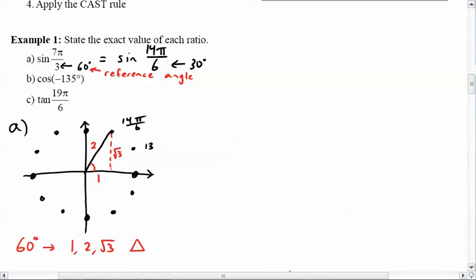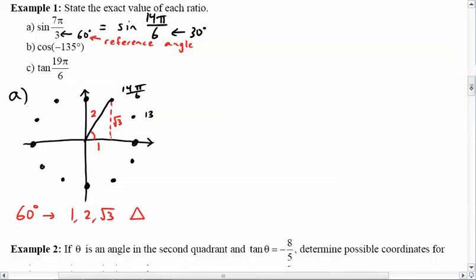So you just need to memorize that the 1, 2, root 3 triangle goes with 30 or 60 degrees. And now I just use my sine is equal to opposite over hypotenuse, which is root 3 over 2. Ta-da!